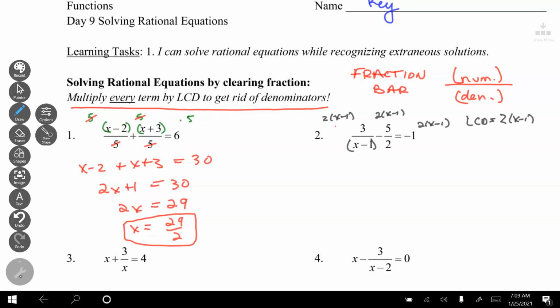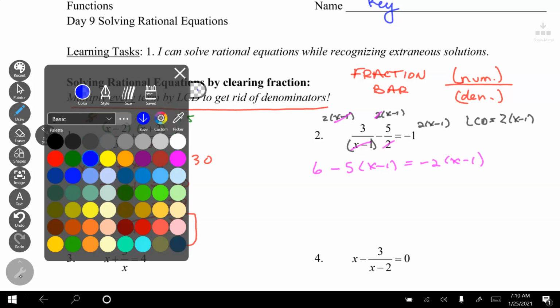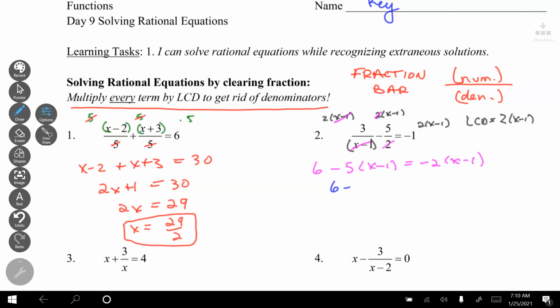Now when I do this, the x minus 1 cancels in the first fraction, the 2 cancels out with the second fraction, and nothing cancels out here. And I get 2 times 3, which is 6, minus 5 parentheses x minus 1 equals negative 2 times x minus 1. Again, that one in pink is probably easier. It's more like an algebra 1 type of problem. 6 minus 5x plus 5 equals negative 2x plus 2. I get 11 minus 5x is equal to negative 2x plus 2.